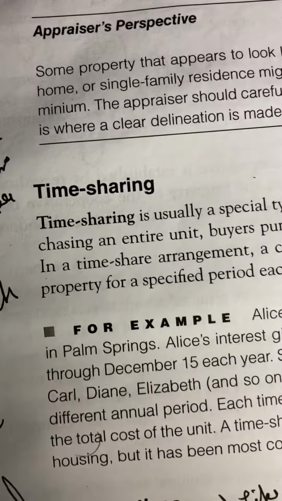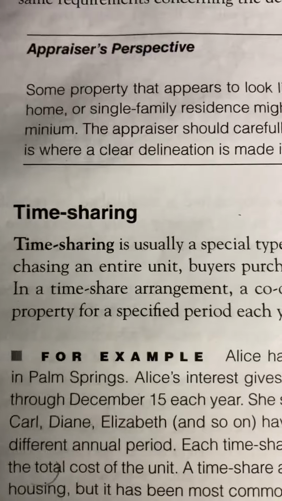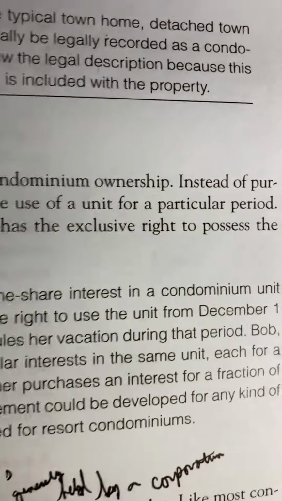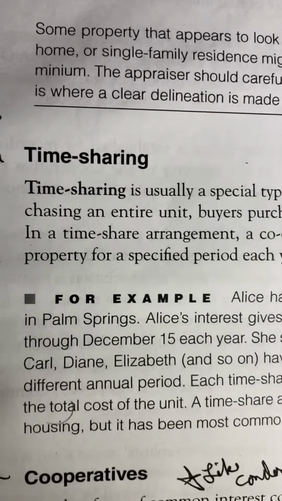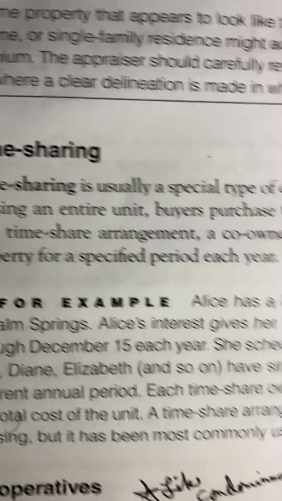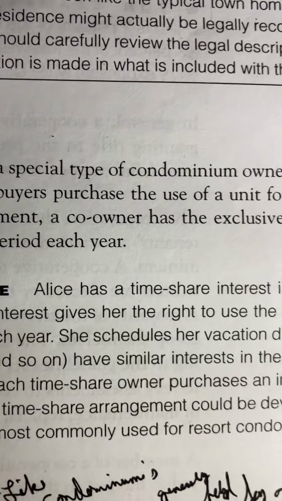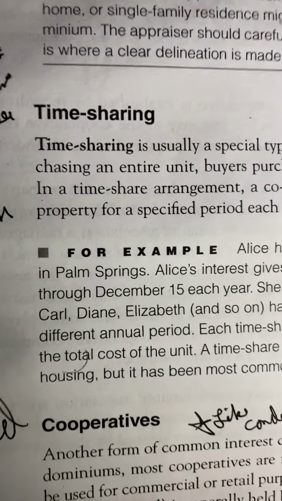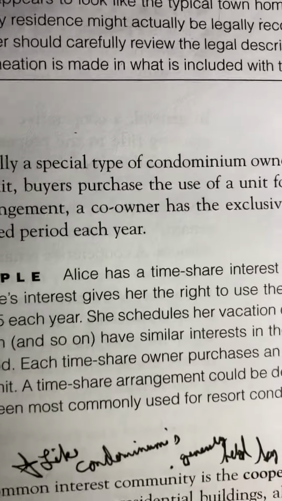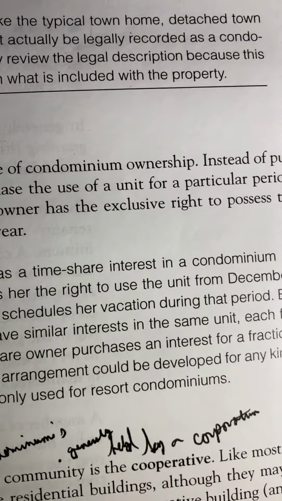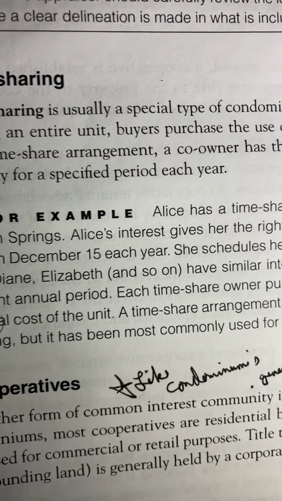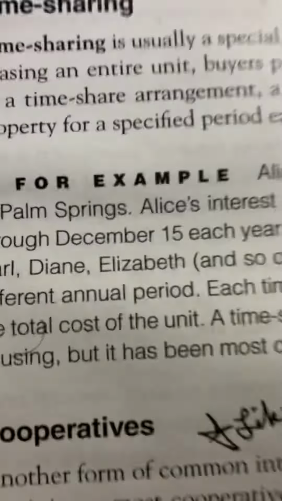Time sharing. Time sharing is usually a special type of condominium ownership. Instead of purchasing an entire unit, buyers purchase the use of a unit for a particular period. In a timeshare arrangement, a co-owner has the exclusive right to possess the property for a specified period each year.